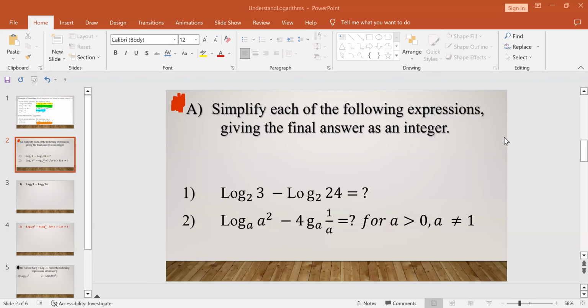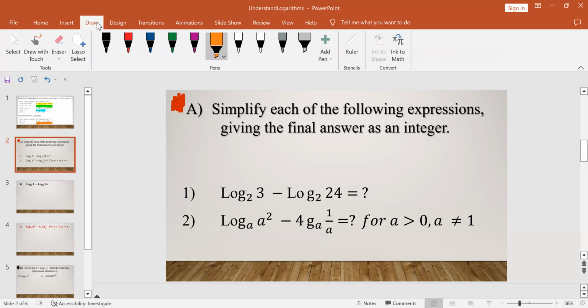Simplify each of the following expressions, giving the final answer as an integer. Welcome to this video where you'll see some logarithm problems solved step by step and explained in detail. So here we want to simplify these logarithm expressions, but the direction is clear. They said simplify each of the following expressions.